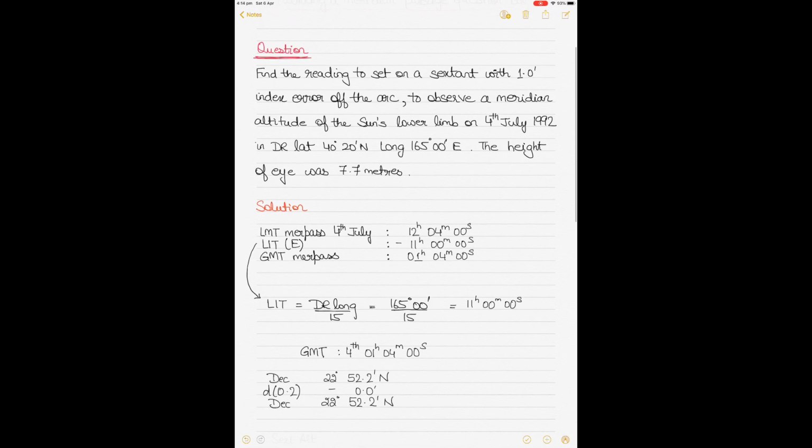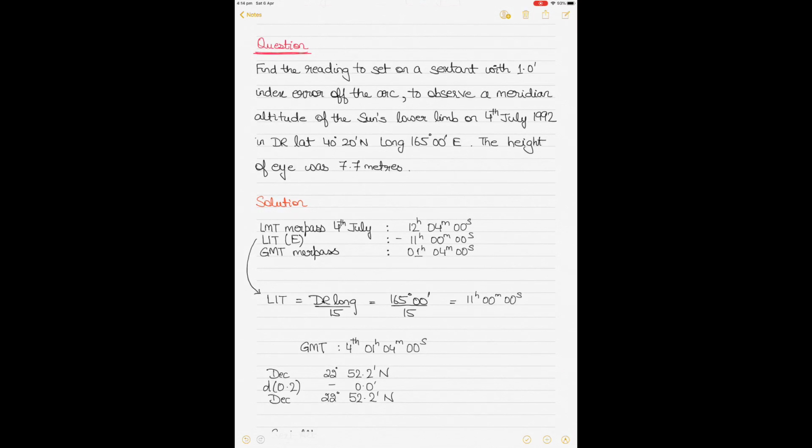The question says: find the reading to set on a sextant with 1 minute index error of the arc, to observe a meridian altitude of the sun's lower limb on 4th of July 1992. So the keywords here are the index error, the sun's lower limb, and the date, 4th of July 1992. The DR lat, or dead reckoning lat, also known as the estimated lat and long, is given to you, and the height of eye was 7.7 meters. So the height of eye is given to you as well.